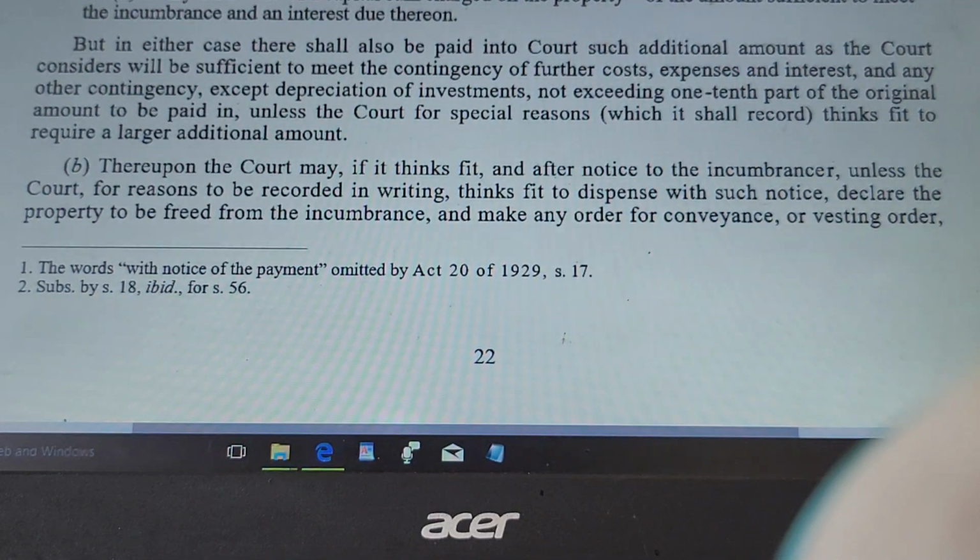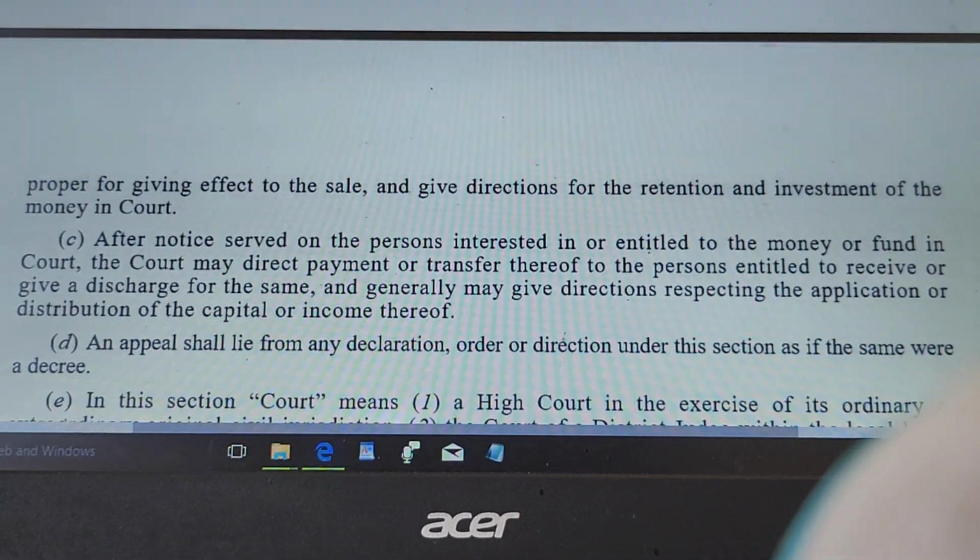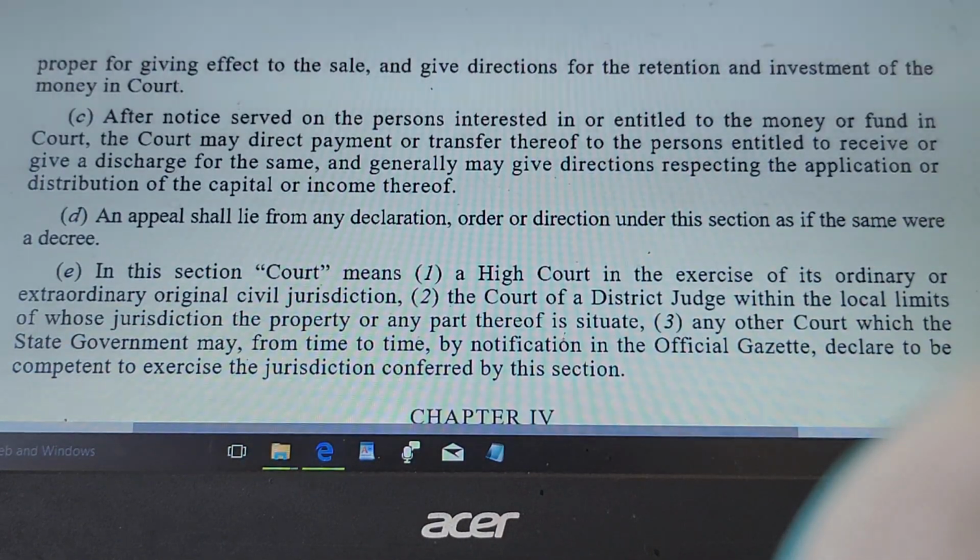B, thereupon the court may, if it thinks fit, and after notice to the encumbrancer, unless the court, for reasons to be recorded in writing, thinks fit to dispense with such notice, declare the property to be freed from the encumbrance, and make any order for conveyance or vesting order proper for giving effect to the sale, and give directions for the retention and investment of the money in court.